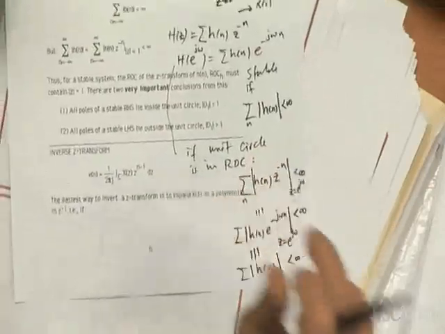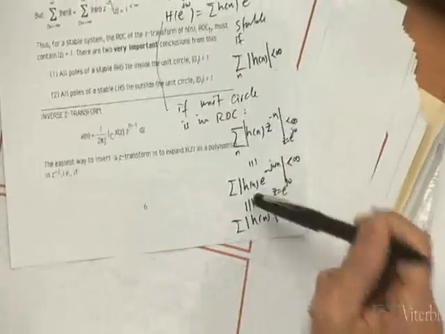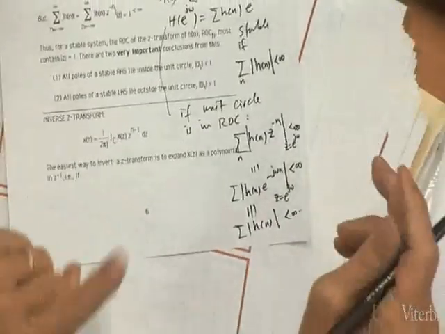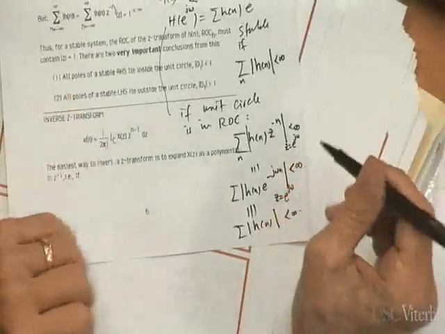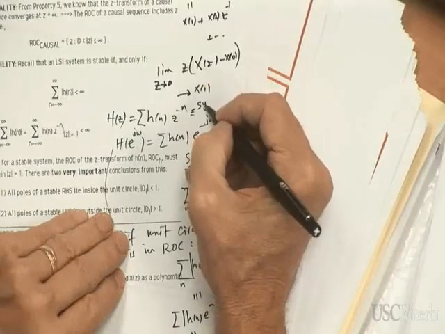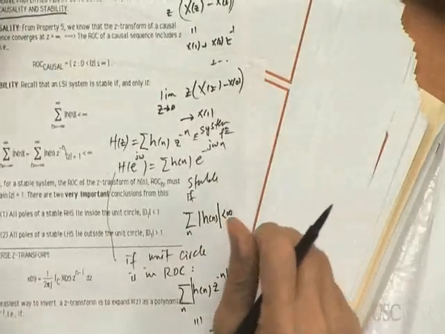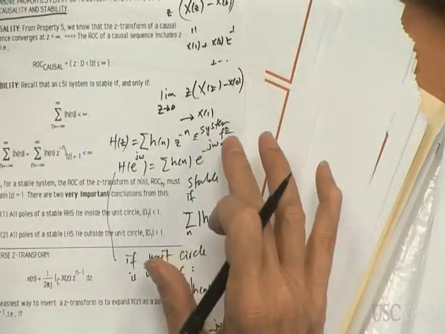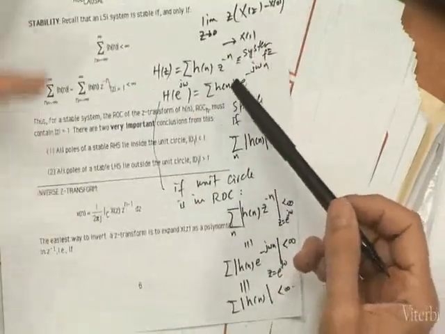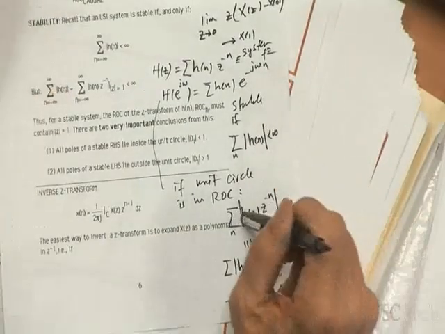So it's a nice, simple way to check for stability of linear shift invariant systems by looking at the z transform of the impulse response, which, if you recall last time, we called the system function. Okay, the frequency response is the DTFT of the impulse response. The system function is the z transform. So if the region of convergence of the z transform of the impulse response includes the unit circle, that's a stable LSI system.